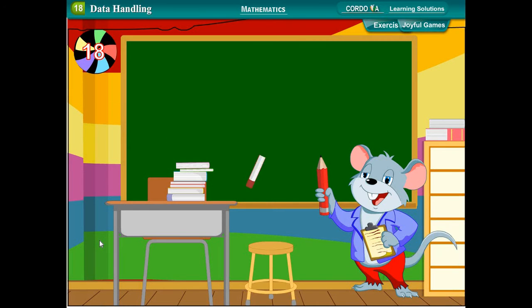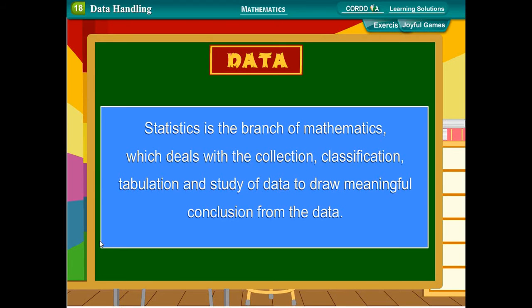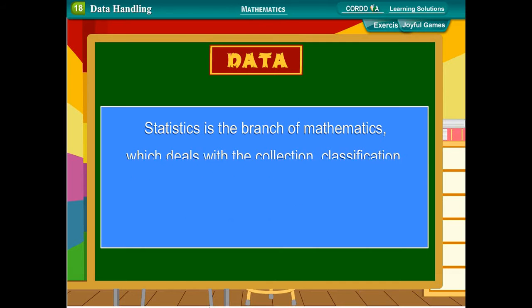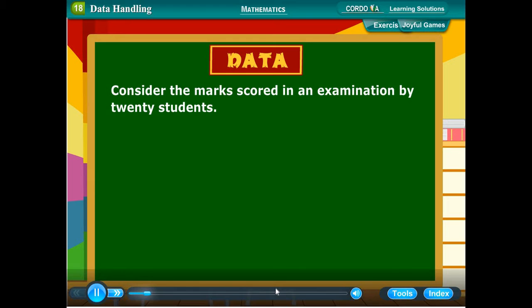Chapter 18. Data Handling. Data. Statistics is the branch of mathematics which deals with the collection, classification, tabulation and study of data to draw meaningful conclusion from the data. Consider the marks scored in an examination by 20 students.